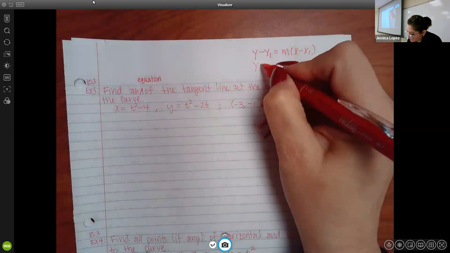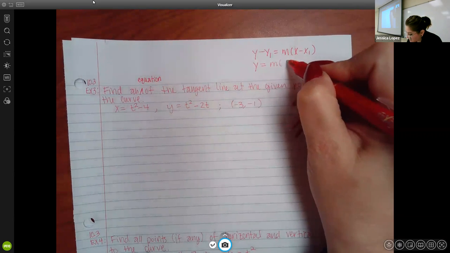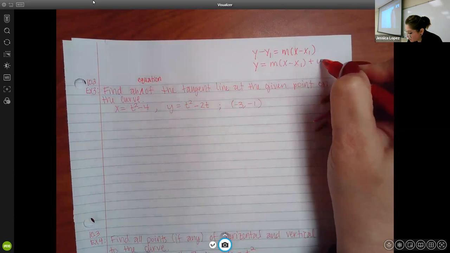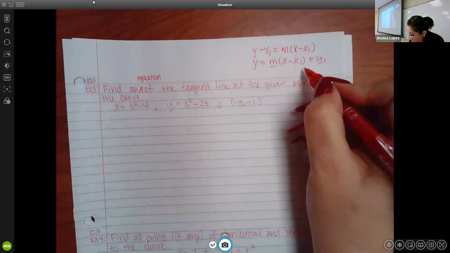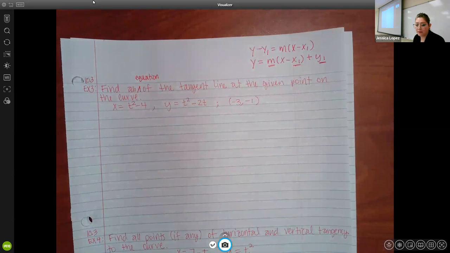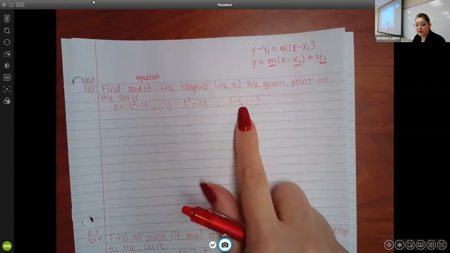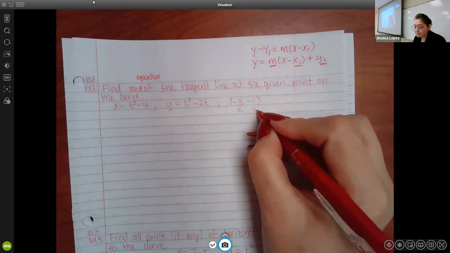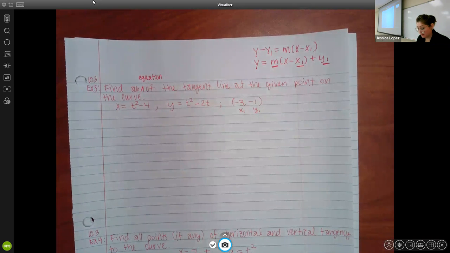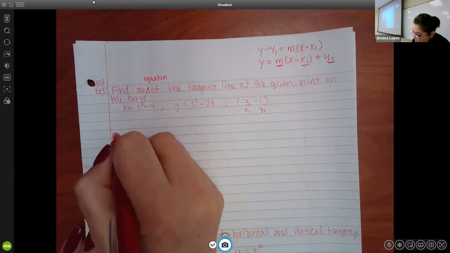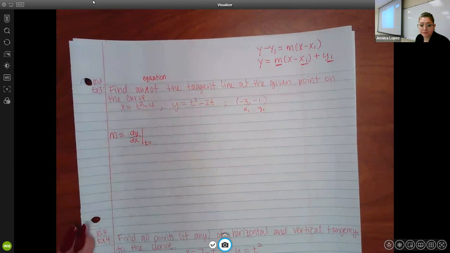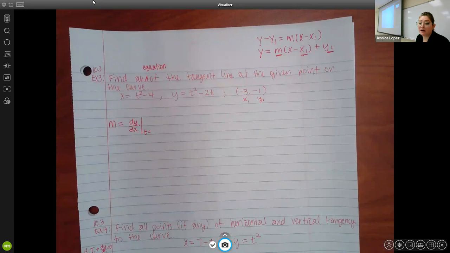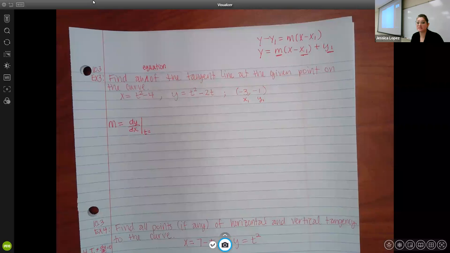So if I wanted y by itself, I'd have m times x minus x1 plus y1, right? And the only numbers that you're going to plug in are the m and the coordinates of the point they give you, okay? They did give me the coordinates of a point. So this is x1 and this is y1. But I don't know what m is, right? But we do know that m is found by doing dy dx evaluated at a certain t value. Problem is I don't know what that t value is, okay? So I've got to basically solve a system of equations to figure out what this t value is.